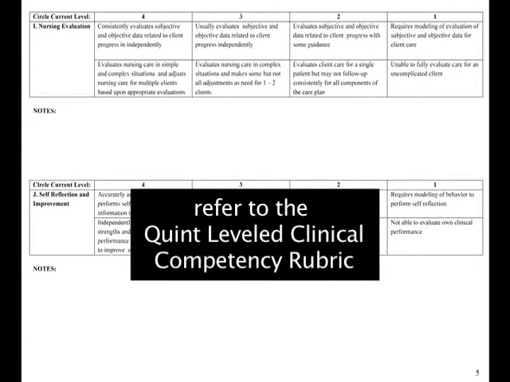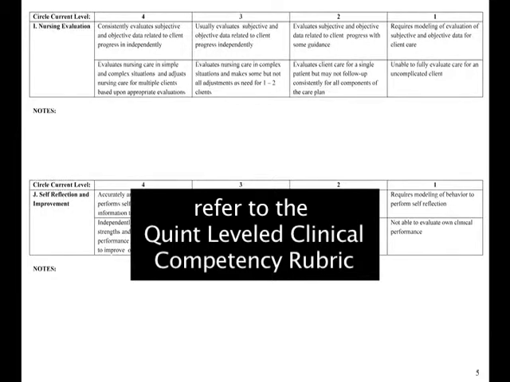In the area of nursing evaluation, I'm going to indicate a score of 4 for the first item because the student independently and consistently evaluated subjective and objective data related to the patient's progress. For the second item in this area, I'm going to indicate a score of 3 because the student did not have multiple patients, which is a requisite for a score of 4. Therefore, for this area, the overall score is a 3.